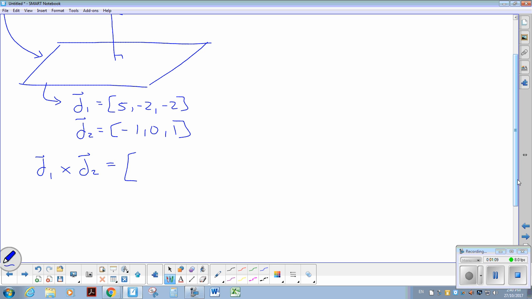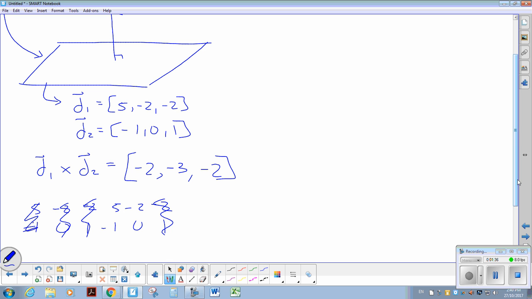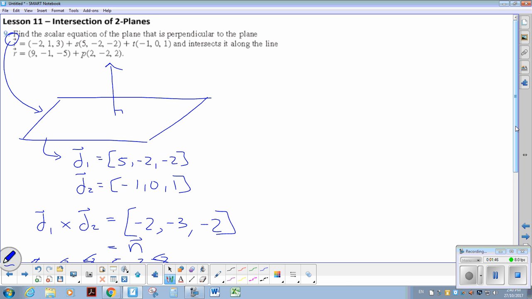And that will give me, do the rough work here, -2, -2, -1, 0, 1, -1, 0, 1. So the first one will be -2, 2 take away 5 is -3, 0 take away +2, so it'll be -2. So there is my normal. The normal equals the normal for my new plane. So we've got that.